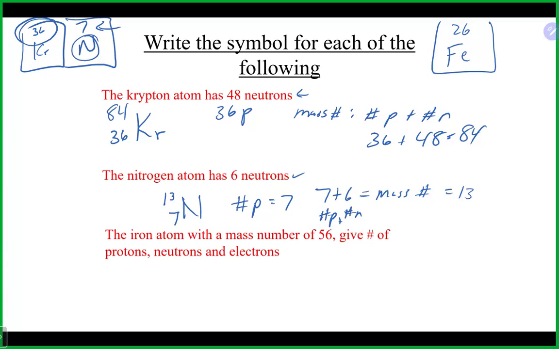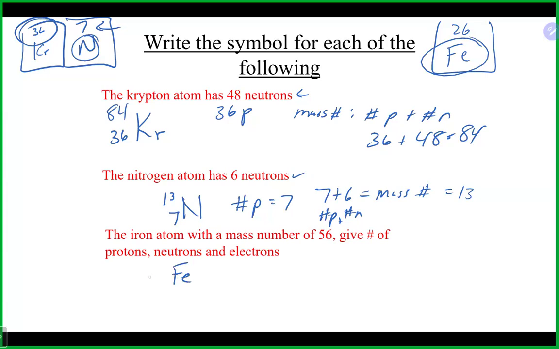In this type of problem, by the way, it is safe to assume that everything is neutral, as it doesn't tell you it's an ion or anything like that. Lastly, we're looking at iron. Iron is Fe, and once again, we could get our symbol from that.